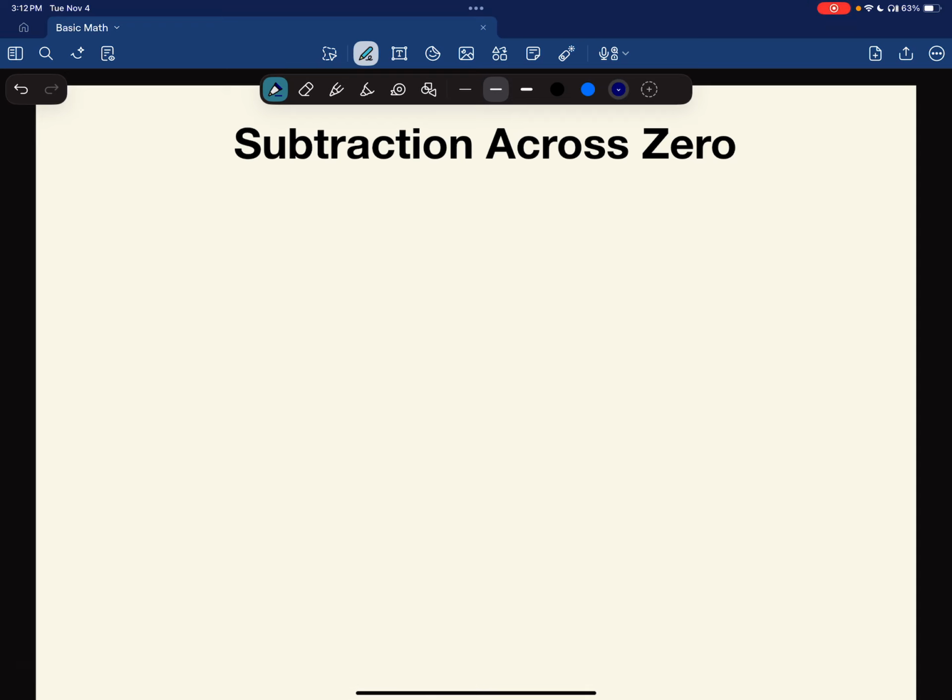Hello everybody. In this video, I will be covering subtraction across 0. So let's start off with a problem, 300 minus 4. Notice the 0, which is above our 4, is smaller than 4, which means we need to borrow.